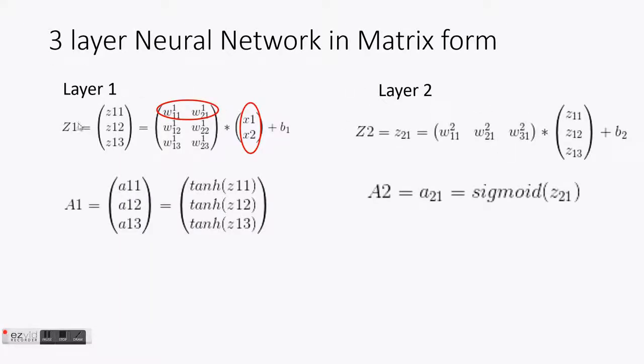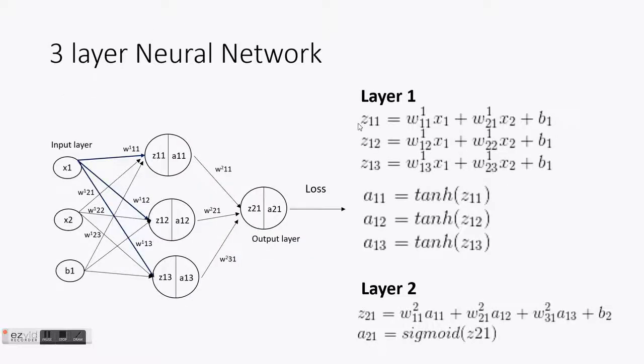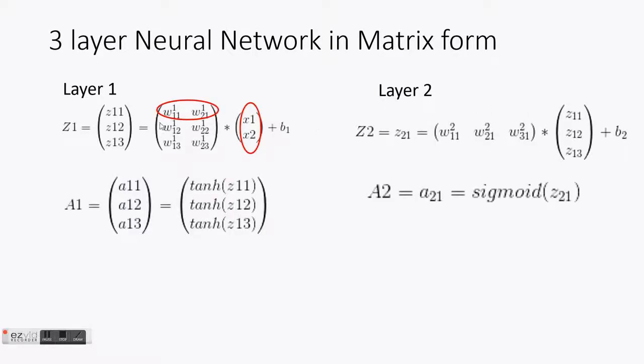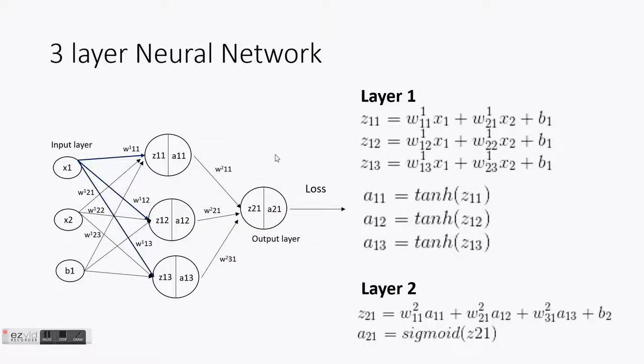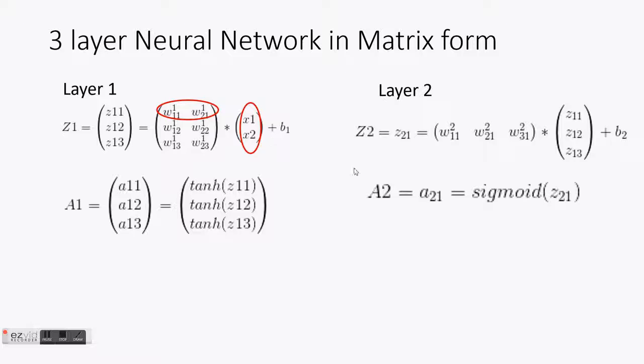Now again, if I rewrite this in matrix form, we have Z1 as a column vector, and we can write it as a matrix of the weights into the inputs plus the bias. So basically you can see this matrix multiplication. This row into this column will essentially give you this row. Similarly, you take the second row and multiply by this column plus the bias, which gives the second row. So this is just the matrix form of this, and then we take the activation.